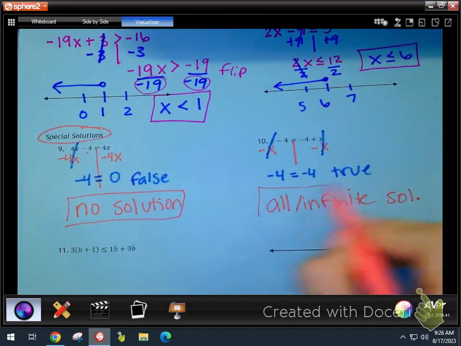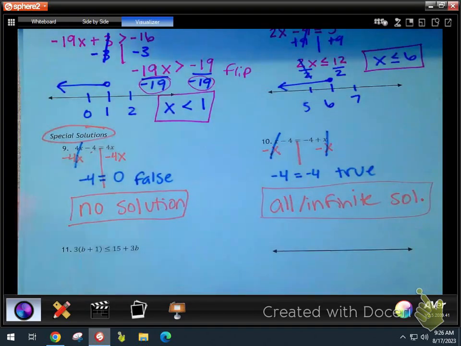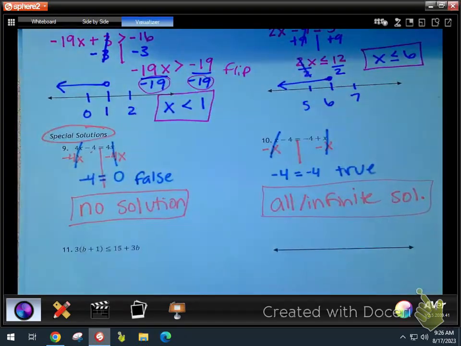So that means the equation is already balanced. Any number you plug in is going to make that equation true. All of them will. Plug in a negative 4. You can plug in a negative 2,000. And you are going to get a true equation. But these special solutions arise when you accidentally take out both of your x's. Okay? So those are all possibilities.